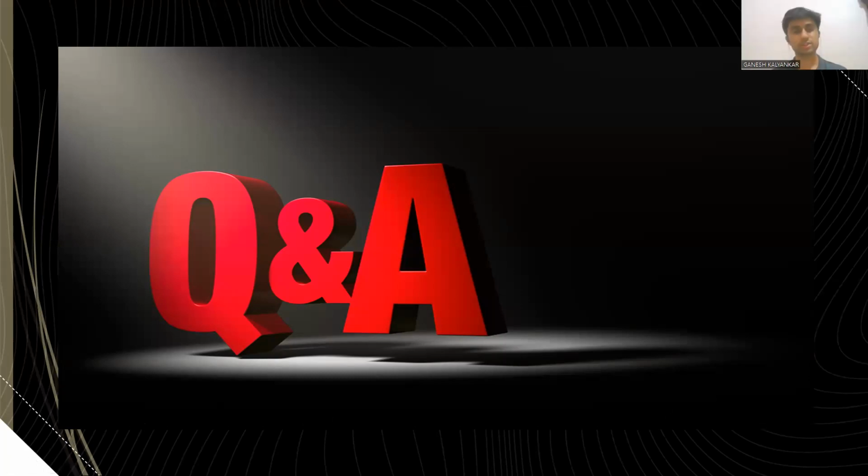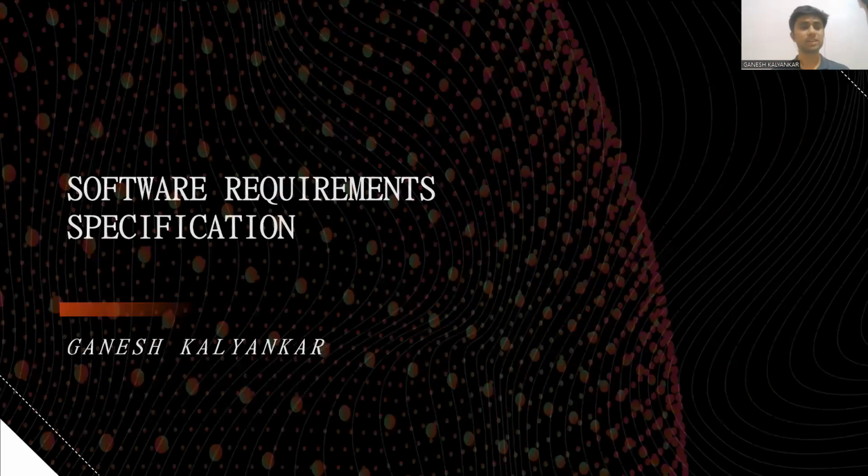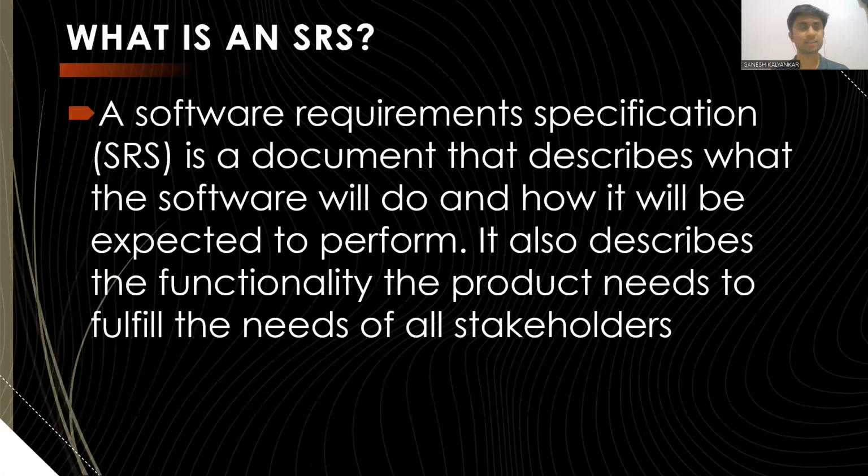Okay, sir. So the next one is a software requirement specification, again by Ganesh Kalyankar. So what is an SRS? A software requirement specification is a document that describes what the client needs in its software. It is very difficult to understand the client on the first go. So SRS is an iterative process. It changes from time to time according to the client's requirements.